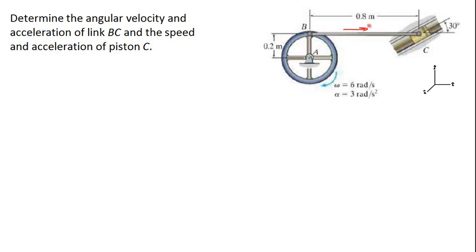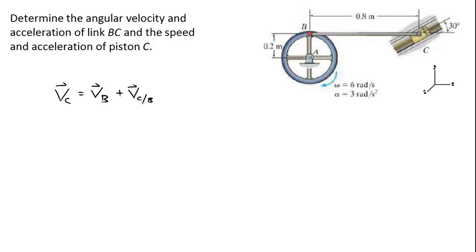And what that does is pushes this linkage BC to the right and pushes the piston C to the upper right at a 30-degree angle. Let's start by looking at the velocity of C, and I know the velocity of C is equal to the velocity of B plus the velocity of C with respect to B. And what's interesting is that the velocity of C with respect to B is only rotational.